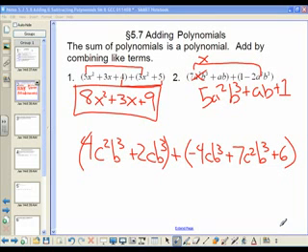So in this case, the x squared, I have a 5x squared plus 3x squared gives me an 8x squared. 3x squared doesn't have any counterpart, so it stays 3x squared. 4 plus 5 is 9.